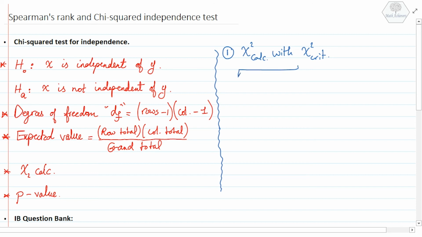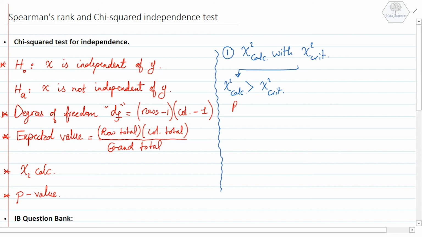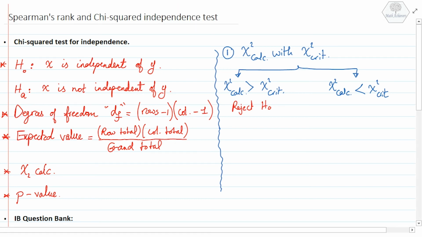If the chi-squared calculated is greater than the chi-squared critical, then we reject H0. If the chi-squared calculated is less than the chi-squared critical, then we don't reject H0.